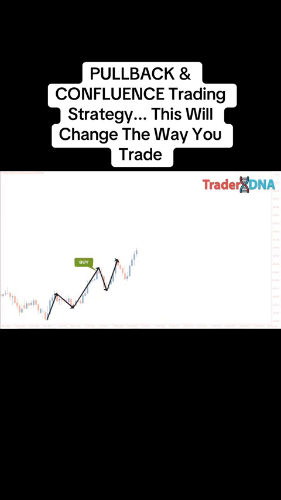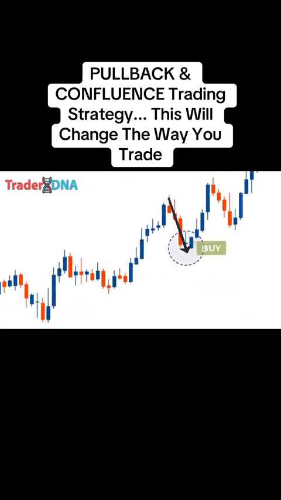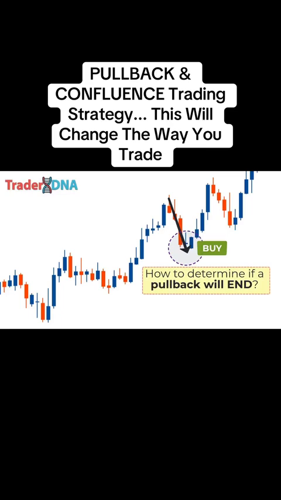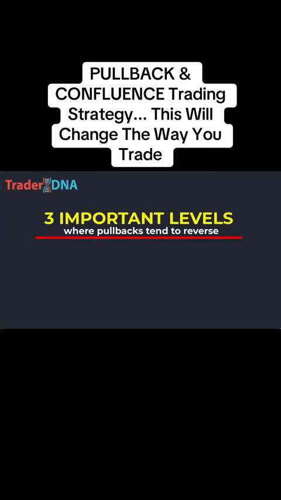So, if you enter a buy position when the price is going up, there's a possibility that it might pull back or even reverse the trend. Instead of taking that risk, it's safer to wait for a pullback in the trend before entering a position. This way, you are buying into the trend with lower risk involved. You might wonder how to determine if a pullback will end or continue moving downwards. Based on my research, I have identified 3 common levels where pullbacks tend to find support and reverse.